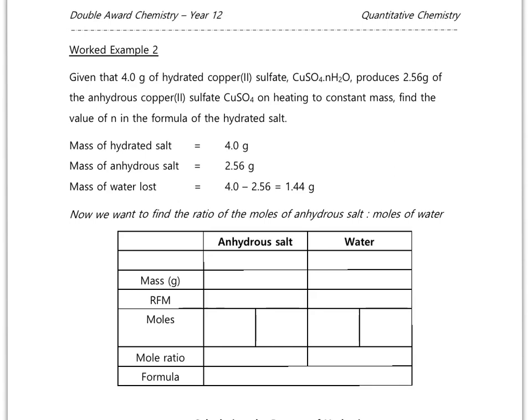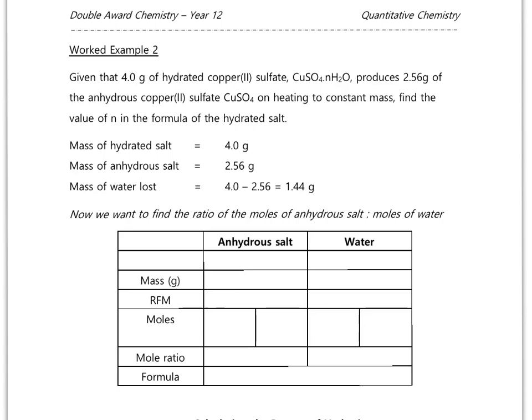That's worked example 2 on page 20. So you can see here that we have been given the mass of the hydrated salt, the mass of the anhydrous salt, and from that we can work out the mass of water. So this is actually the structure of how we're going to do each of the examples from this point on. We're going to get the mass of the hydrated salt, the mass of the anhydrous salt, work out the mass of water, and then get our ratio from that.